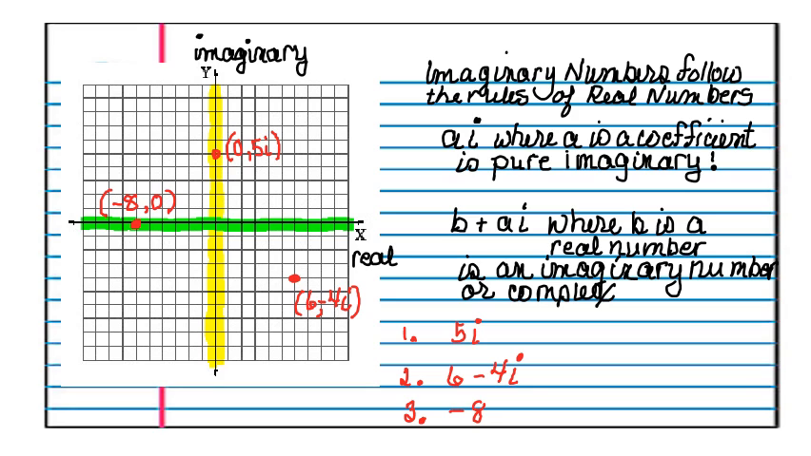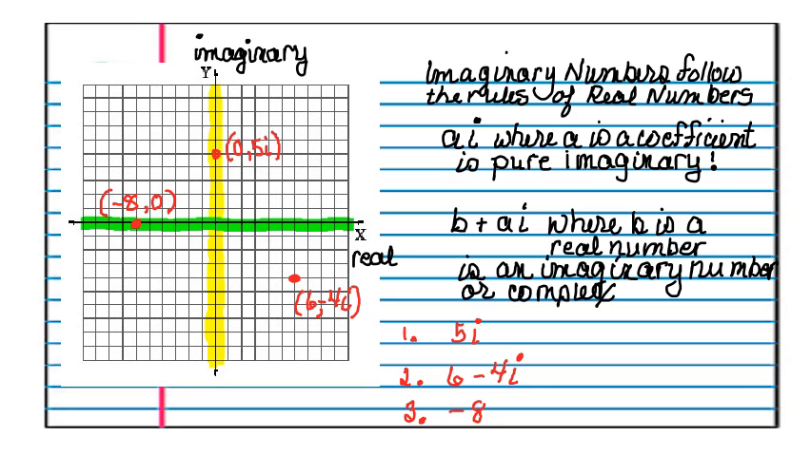Imaginary numbers follow the rules of real numbers. ai, where a is a coefficient, is just purely imaginary. But when we have b plus ai, where b is a real number, it's an imaginary number or complex, which means now Descartes can be happy and throw it into his coordinate plane just by renaming that x as now real, and y as imaginary numbers.